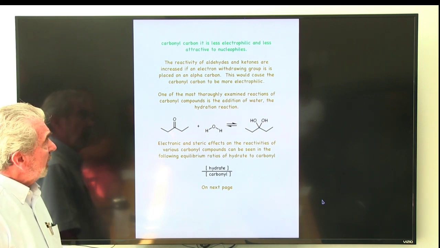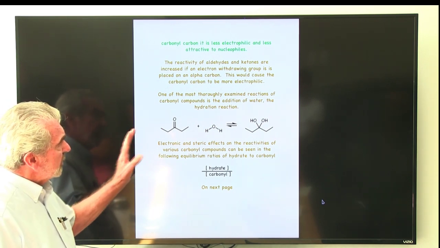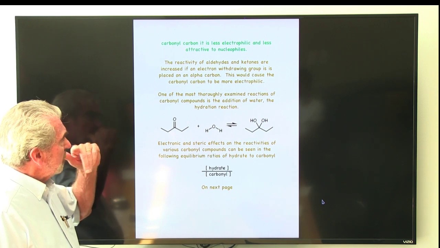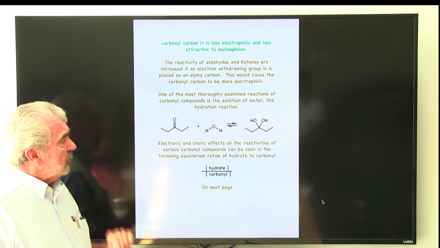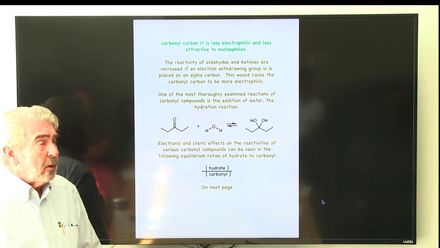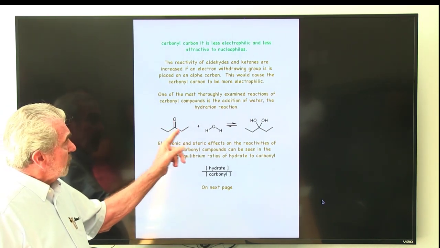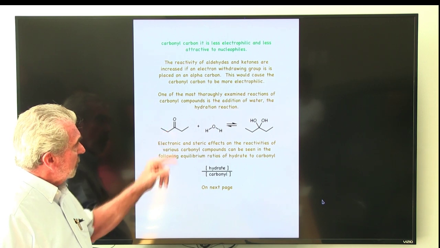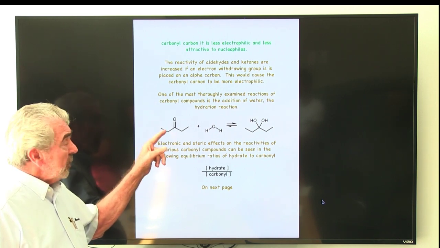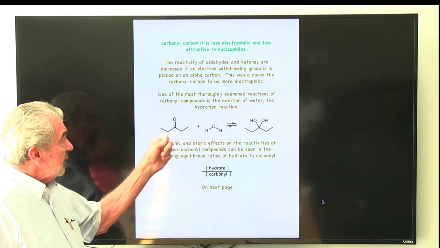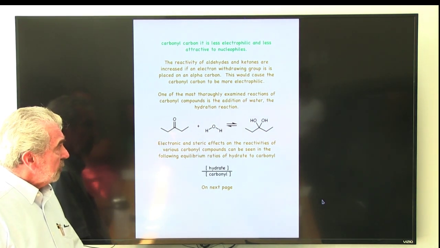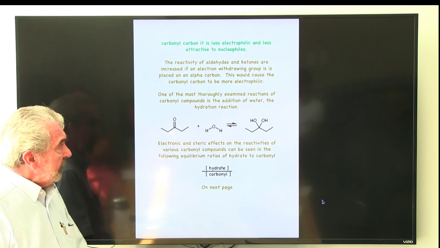Now there's another thing that we should take into consideration too, and that is that if we stick any kind of electron withdrawing group on one of these alpha carbons, whether it's an aldehyde or a ketone, that will also increase the electrophilicity, because that will also pull electron density away from it and make it more electrophilic.